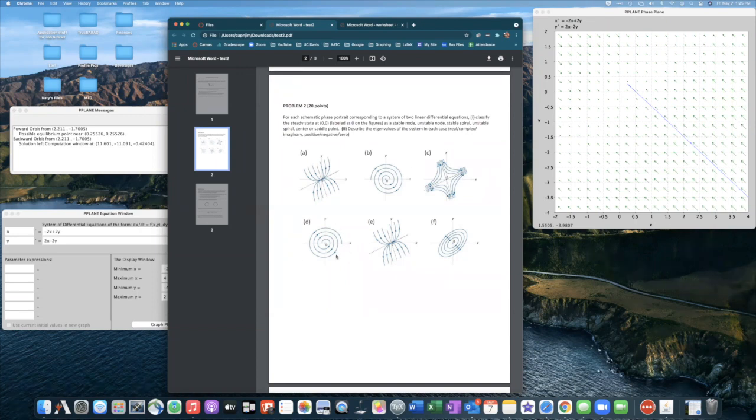Here we have another spiral, but it's an outward spiral, right? We're spiraling away from the origin. So that's going to be an unstable spiral, where the eigenvalues are still complex, and the real parts are positive.